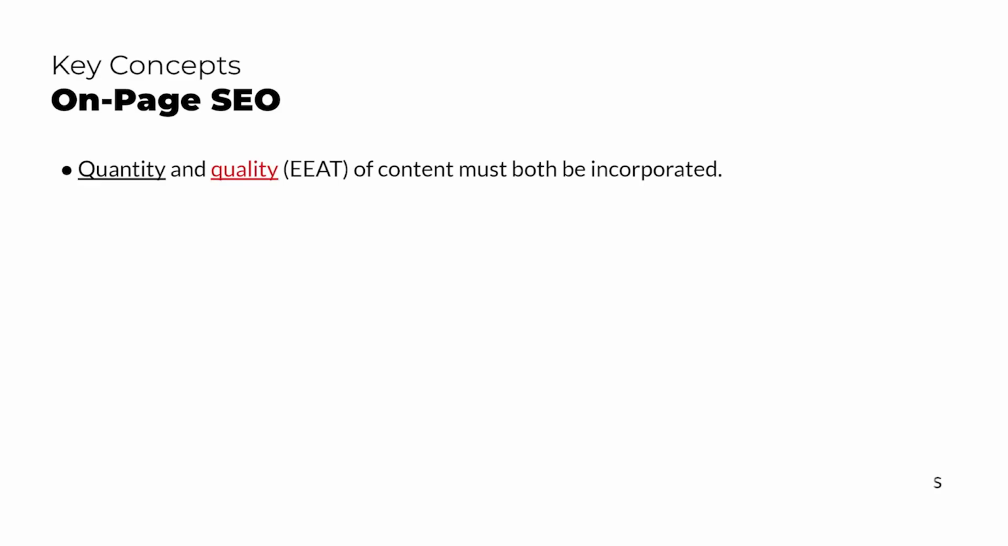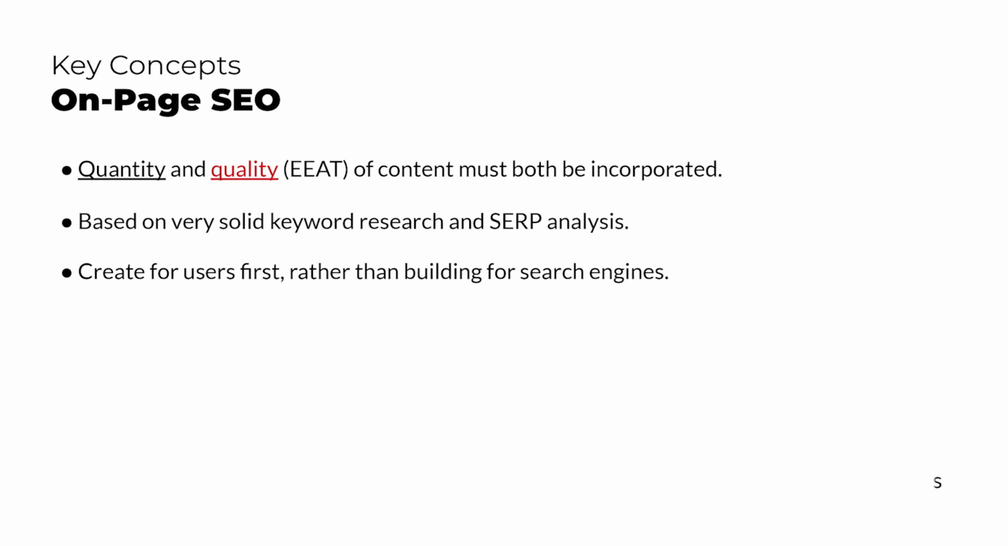Let's go over some key concepts for on-page SEO. For on-page SEO, content quality and quantity both play a strong role. We'll talk specifically about quality of content, including concepts like EEAT, and how both quality and quantity must be incorporated for SEO success. Your on-page SEO should also be based on very solid keyword research and SERP analysis. So we'll cover SERP analysis in the course. You should create for users first rather than building for search engines. That's also a key point for on-page SEO.